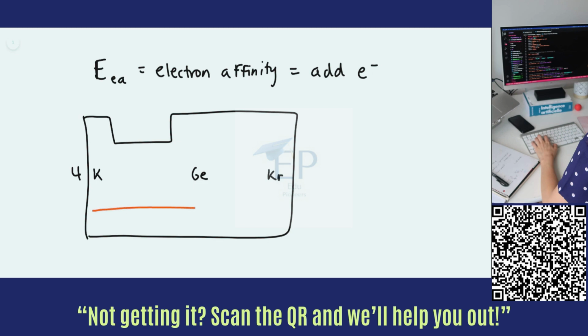And so in general, we know that as we go across the periodic table, the electron affinity tends to increase. The atoms are gaining more protons. They tend to have stronger nuclei that are better at attracting the new electrons that we're trying to add. So if we were looking at it just from this general trend perspective, we might say that krypton has the best electron affinity, while potassium has the worst.